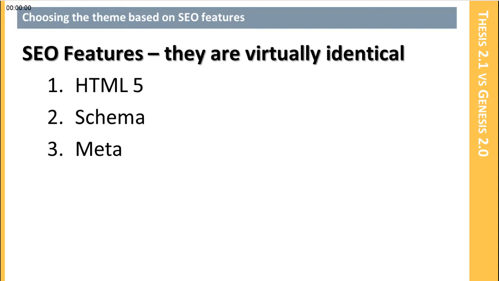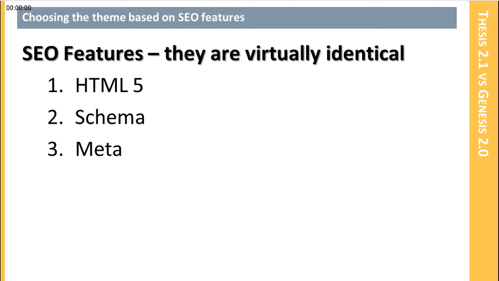And the three types of features we're going to talk about here are HTML5. Both Thesis and Genesis implement HTML5. And in Thesis, the implementation of HTML5 is largely in the hands of the skin designer. And actually, I guess that's the case for Genesis too. So it's possible for you to get a skin that does not properly implement HTML5, but they are fundamentally HTML5 themes, which means that they include the opportunity for semantic markup, which is the critical aspect of HTML5 for SEO.